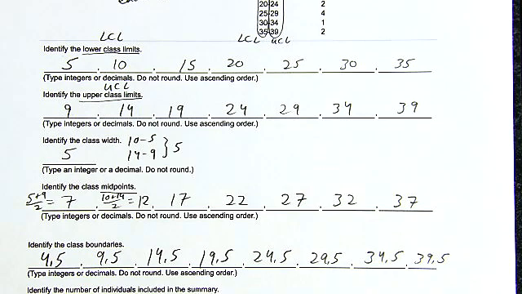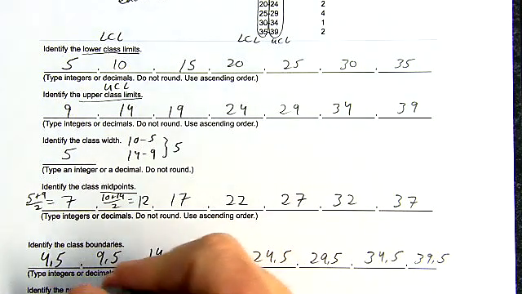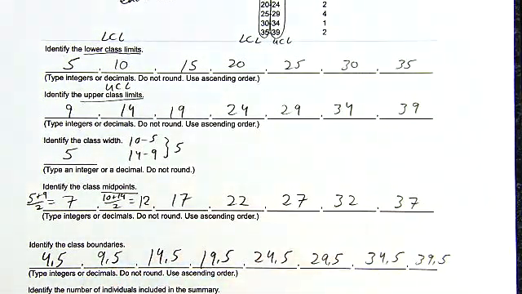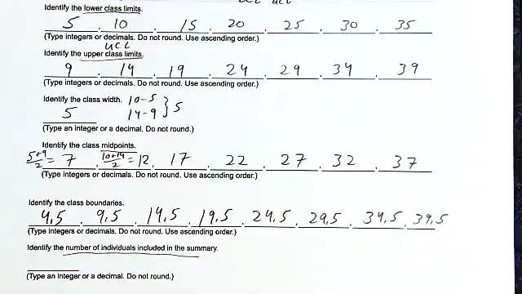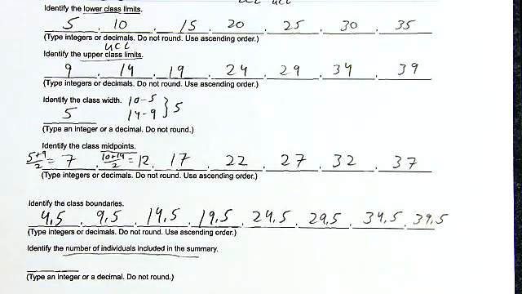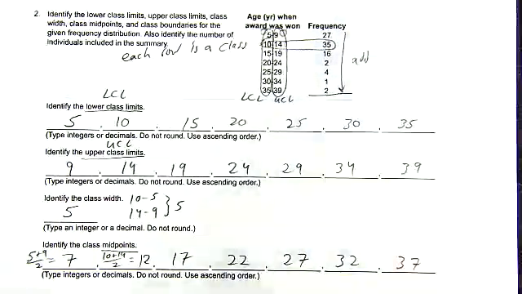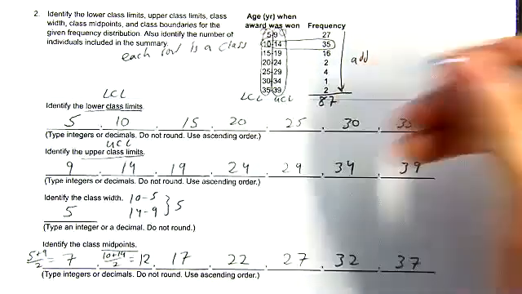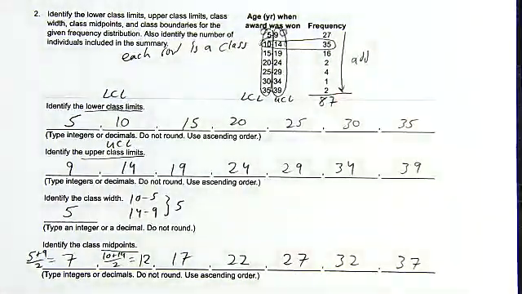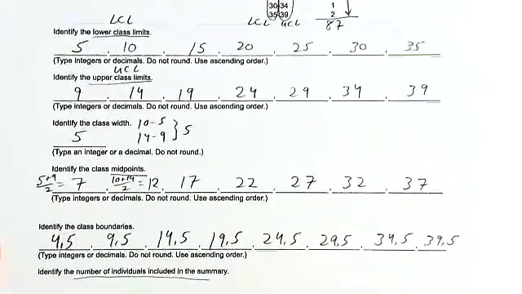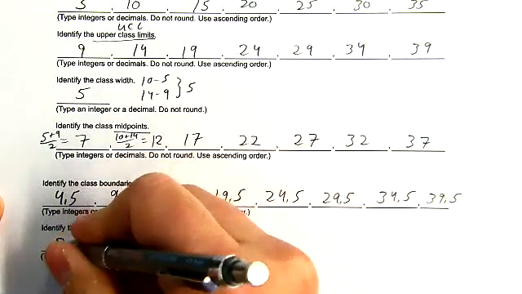Okay, last question is, how many individuals are included in the summary? Well, we did that in the last problem. How did we do it? Yeah, that's exactly right. So to find the total number of individuals, you add all these numbers. And if you do that, you will get 87 for this one. So 87 people were considered in this study, and they broke them into their classes. 87.